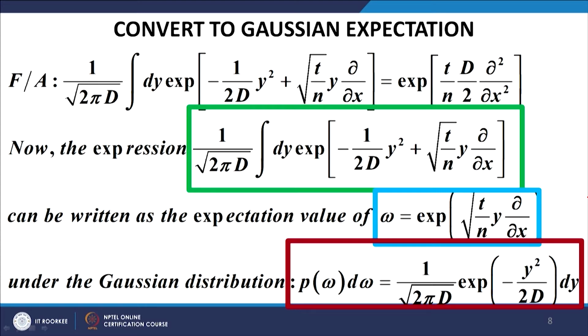If you put it the other way around, suppose I were to work out the expectation of omega, given by exponential under root this expression, with respect to the probability distribution PDF given by the expression in the red box, I would precisely end up with the left hand side of the first equation on this slide, which we have already established is equal to the right hand side, which we started with.